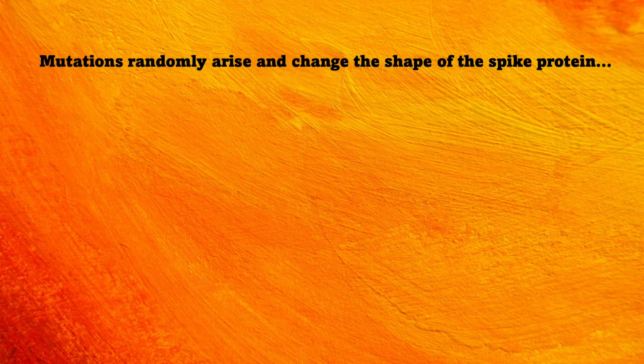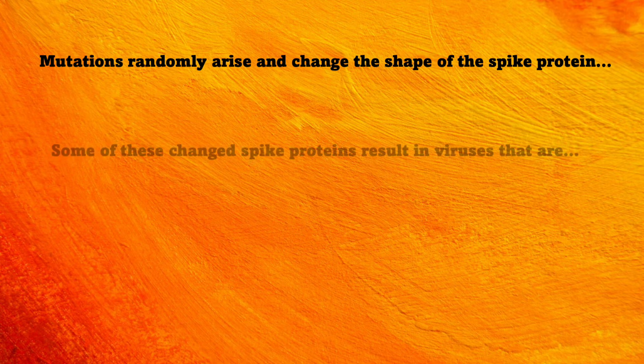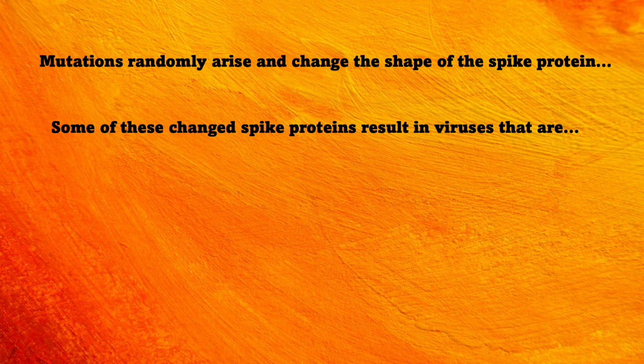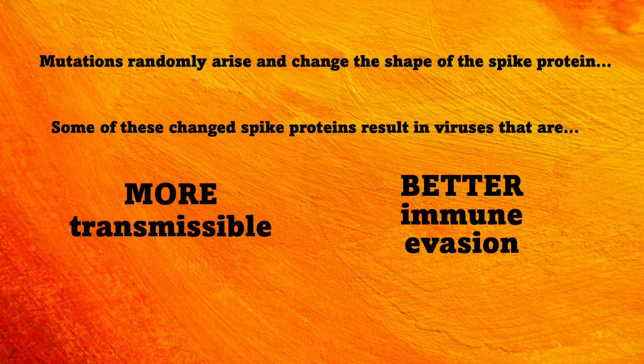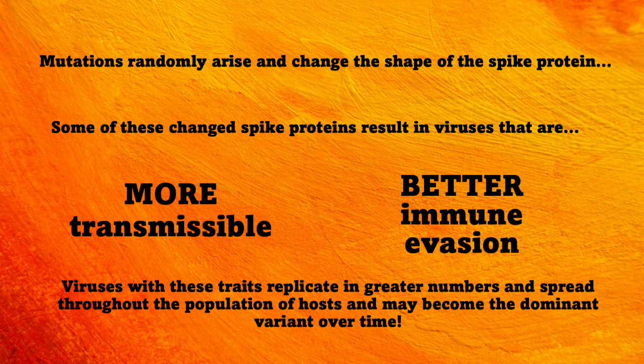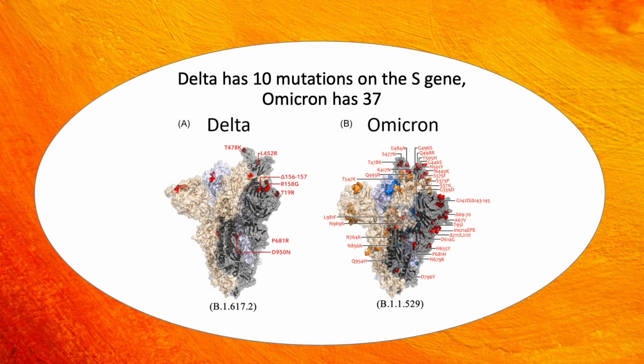So, in other words, to walk through this process from start to finish, first, mutations may randomly arise that change the shape of a spike protein in a given virus. Now, some of these changed spike proteins might result in viruses that are either more transmissible or better able to evade the immune system of their host. Viruses with these traits will then replicate in greater numbers and spread throughout the population, and over time they may become the dominant variant. Along with other mechanisms, these forces are what drove the evolution of the Delta and Omicron variants, and they'll continue to drive the evolution of new variants as the pandemic moves forward.